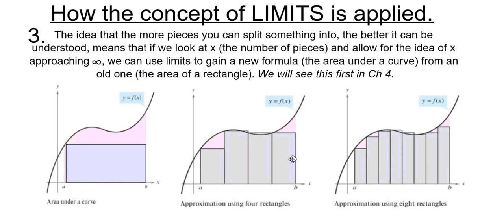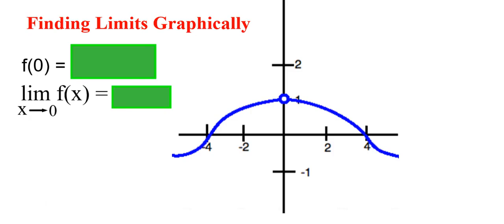What if we used 100? What if we used 1,000? What if we used 1,000,000? What if we used just an infinite amount of rectangles? We're actually going to not just approach the area of the curve, we're going to have the exact value of the area under the curve, and that's integrating, which we'll see in chapter 4. And so basically, if you haven't heard it yet, calculus is a limit machine. It takes pre-calculus formulas and applies this concept of limit to create new calculus formulas.